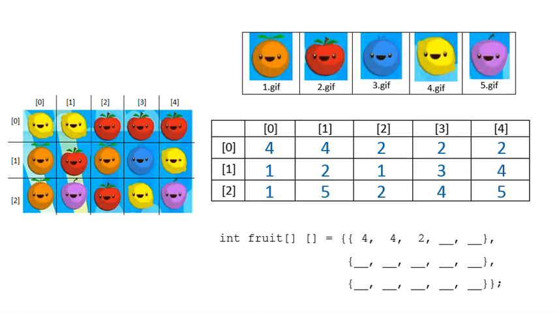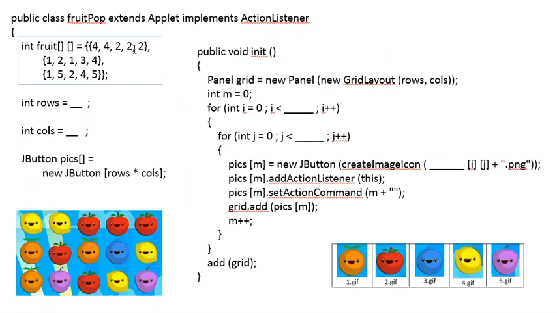Then in my program, I'm going to declare an array. I'm going to make it an integer array because I've decided to name my pictures integers. And I'm going to make it a two-dimensional array because, well, it's clearly two-dimensional. And then I dump in the values that I have decided will go in each of those spaces. So then the code in init looks like this. So here's that array that I just made.